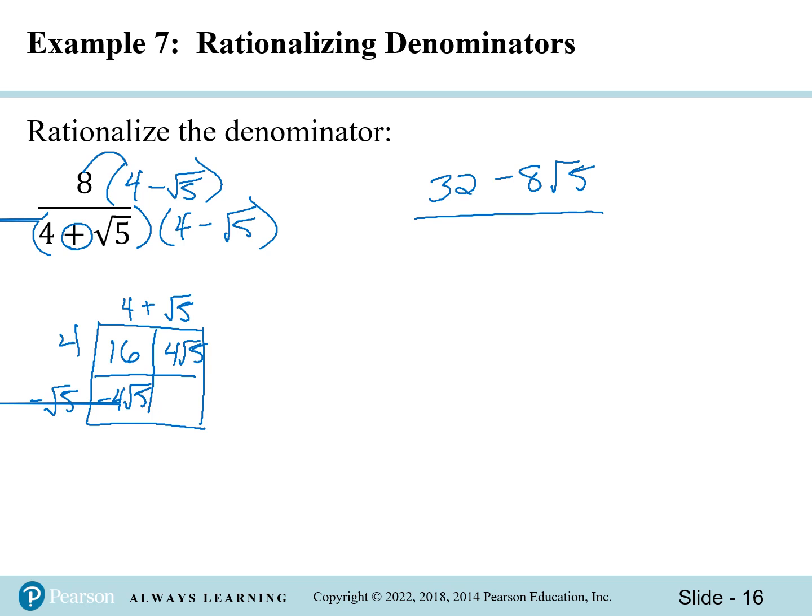And then the last 2 terms times those 2. Well, this would be negative square root of 5 squared. We already talked about how the square and the square root cancel each other out, so we get negative 5. The 2 inner terms cancel each other out. 4 square root of 5 minus 4 square root of 5, that's 0. And then 16 minus 5 gives us 11.